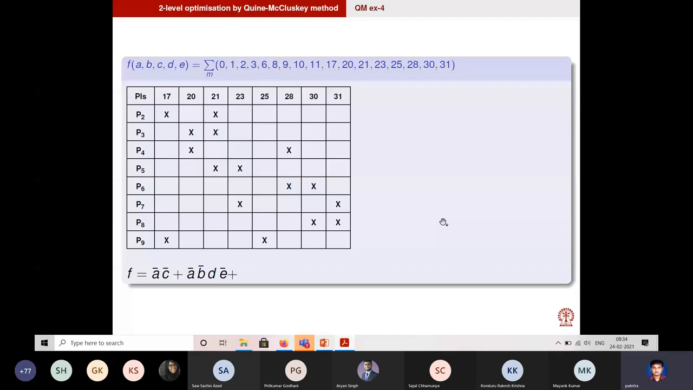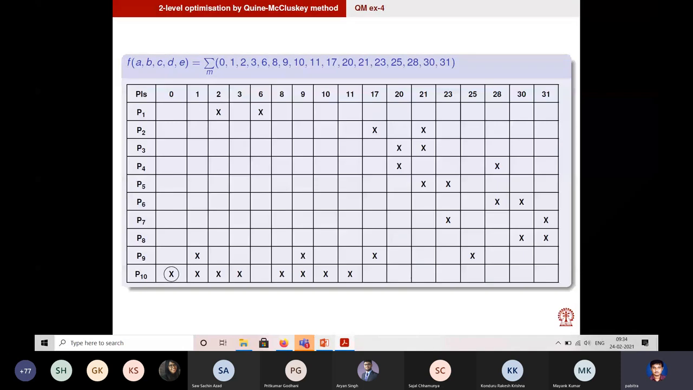So the same rule of domination will be there for the columns. Can you tell me? That means if the crosses in a column are a subset of the crosses in another column, the second column is said to dominate the first column. So can anybody tell a pair of dominating columns here? Sir, column 9 dominates column 10.